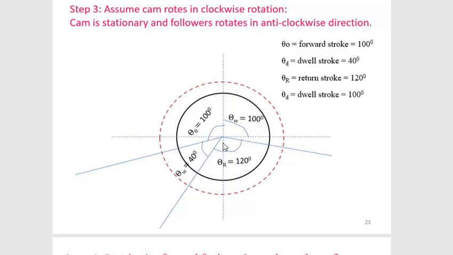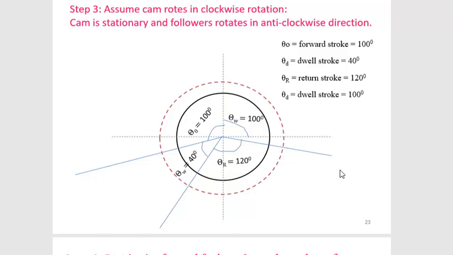Taking this as the 0 degree, I'll take 120 degrees, and this particular angle becomes 120 degrees for the return stroke, and the remaining is the dwell stroke. So this line should reach till here, and the whole thing is called the dwell stroke, that is the remaining stroke.